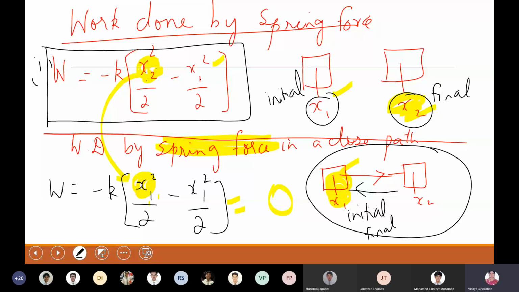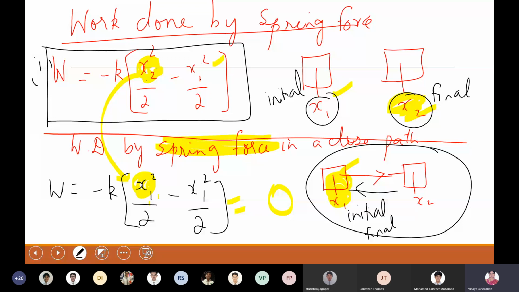So things are not stopping only here. What we have done is, in the first part, you have proved that the work done by the spring force in one complete cycle is 0. So you have proved that the spring force is a conservative force. Next, what is very important is that you have to find an expression for the elastic potential energy.